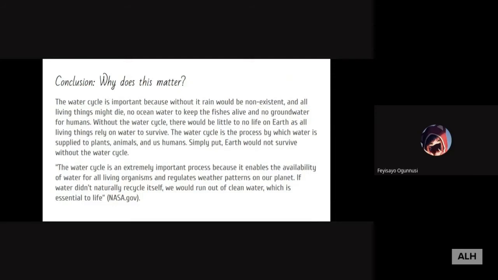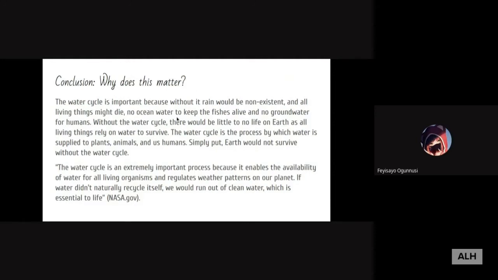And this is a quote from NASA. The water cycle is an extremely important process because it enables the availability of water for all living organisms and regulates weather patterns on our planet. If water didn't naturally recycle itself, we would run out of clean water, which is essential to life. Basically, what I just said before, we need water to survive, and so this is why learning about the water cycle is important.